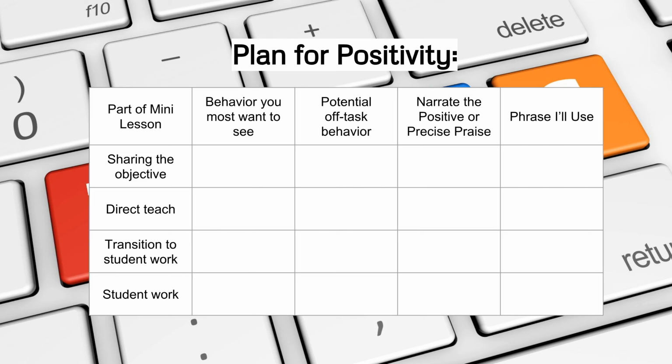Think about what will occur in each phase of your mini lesson. What behavior do you most want to see in each portion? What potential off-task behavior could occur? Does it make more sense to acknowledge following directions through narrating the positive? Or is this a better opportunity to provide precise praise? Consider some of the stems we've encountered and brainstorm phrases you could use to help you stay on track.